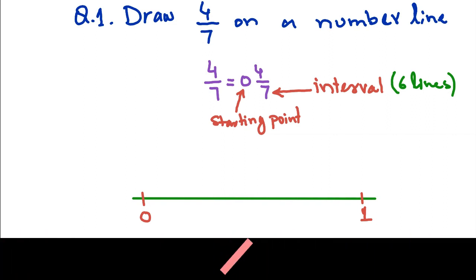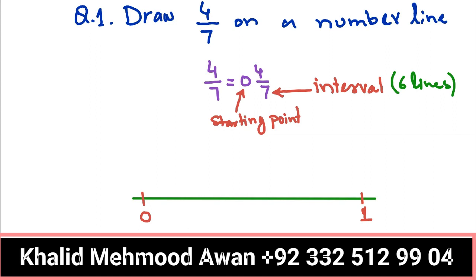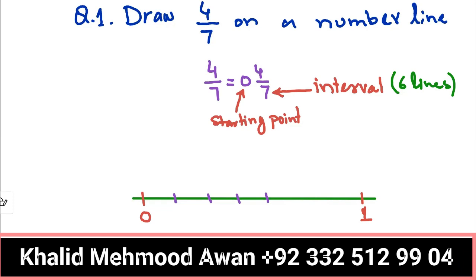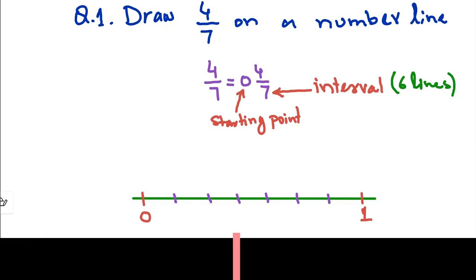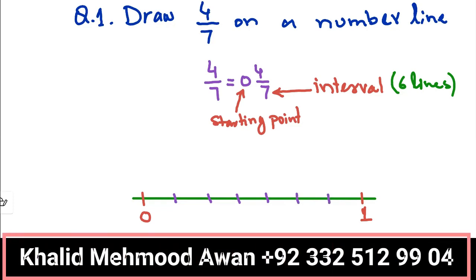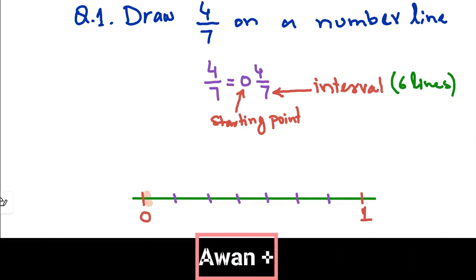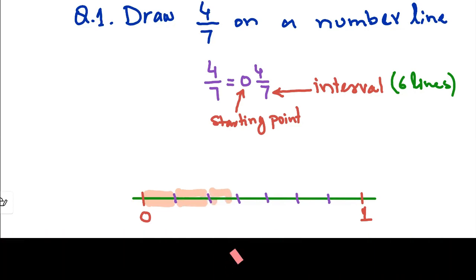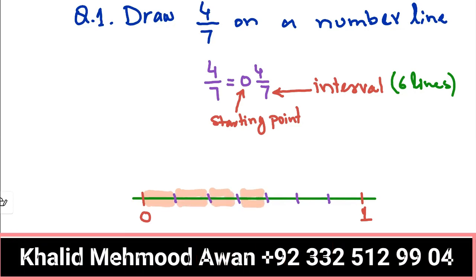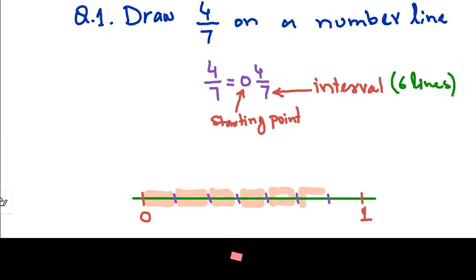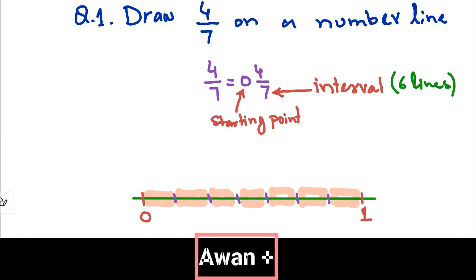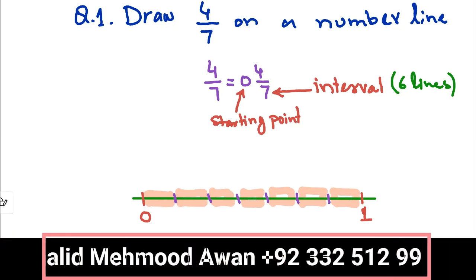So let's see now. These 6 lines are here: one, two, three, four, 5, and 6. So these are the 6 lines which are drawing 7 intervals. Are these 7 intervals? Let's check it out. One interval, second interval, third interval, fourth interval, fifth interval, sixth interval, and 7 intervals. So we have seen that 7 intervals could be drawn by drawing 6 lines.